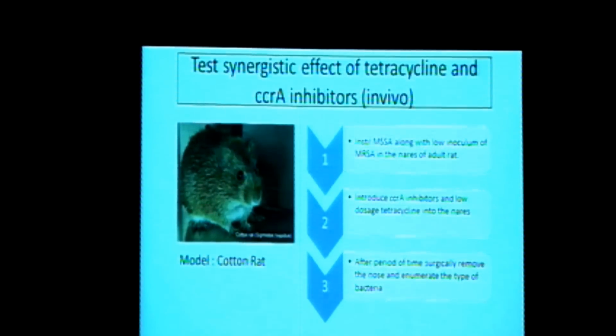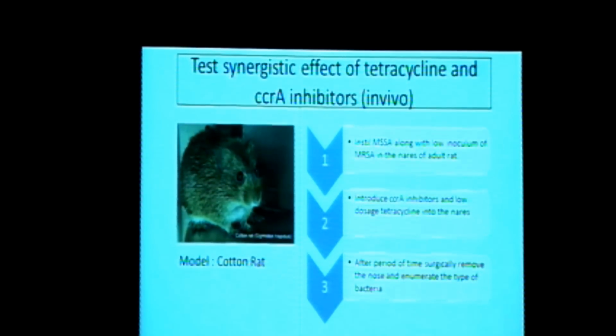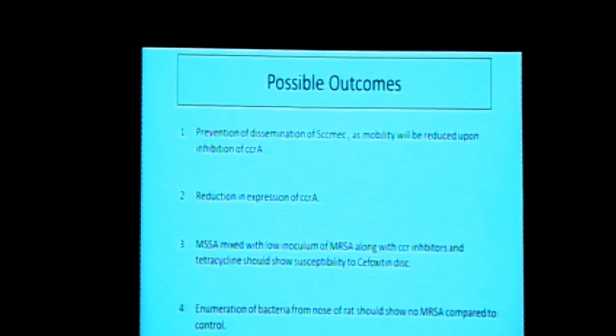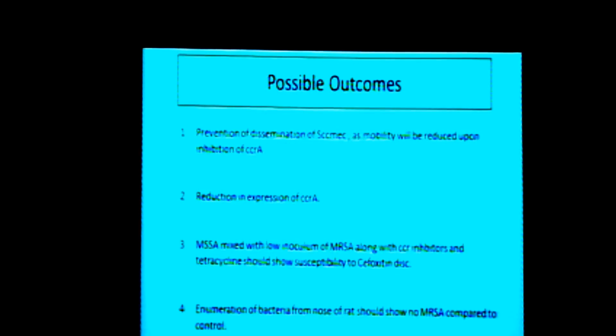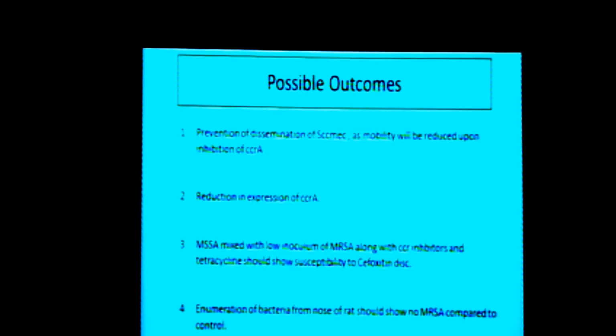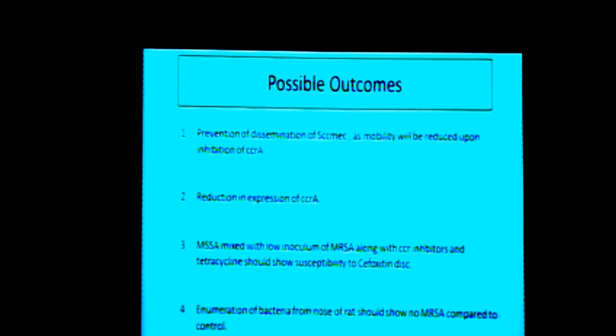Further, in order to prove this same thing in an in vivo model, we could use cotton rat, where we could instill MSSA along with a low inoculum of MRSA and introduce our CCRA inhibitors and low doses of tetracycline into the nares. And finally, over a long period of time, we can surgically remove the nose and enumerate the type of bacteria. So the possible outcomes would be prevention of the dissemination of this particular element, as the mobility will be reduced upon inhibition of the CCRA, which helps in the mobility, and reduction in the expression of CCRA.